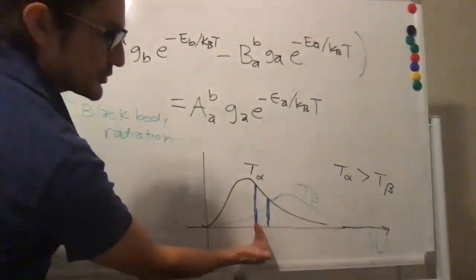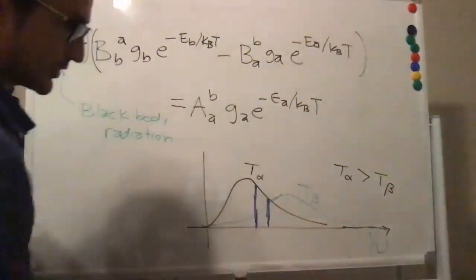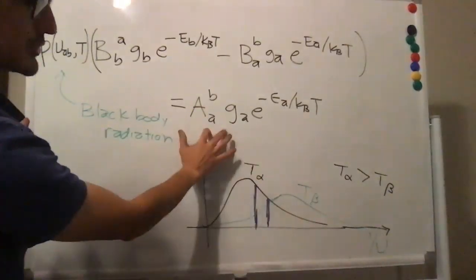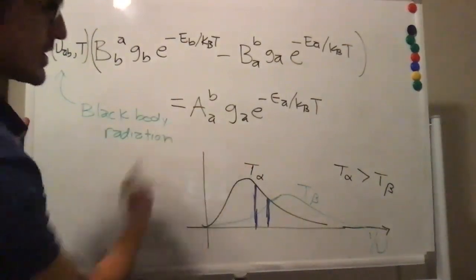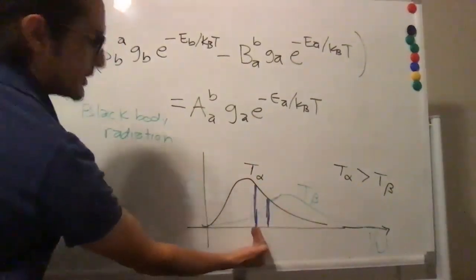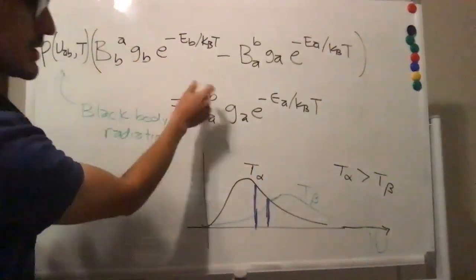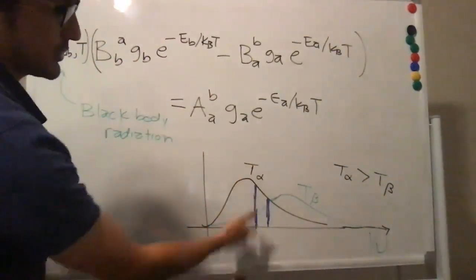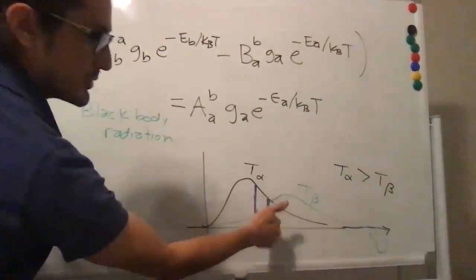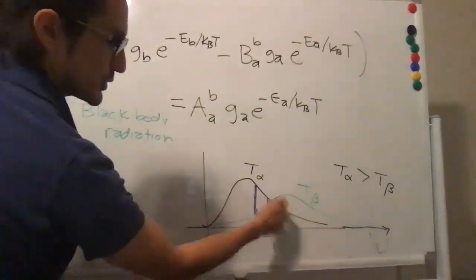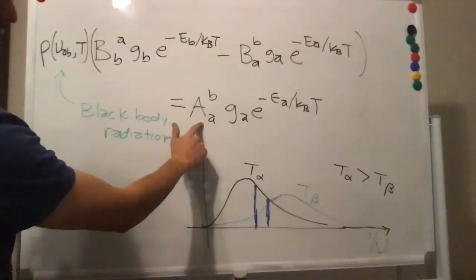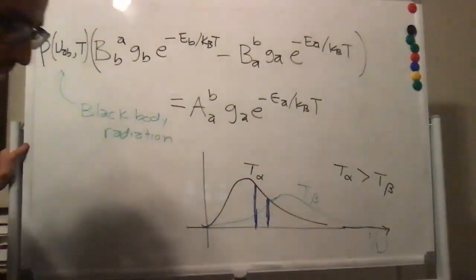So as you change the temperature of the system, of the black body, the number of photons that are going to be available for emission at that temperature is going to change. The frequency here remains the same. We're looking at the transition between atomic levels, so it's independent of the temperature. But the number of photons available will depend on the temperature. So these guys, the Einstein coefficients, are independent of the temperature.